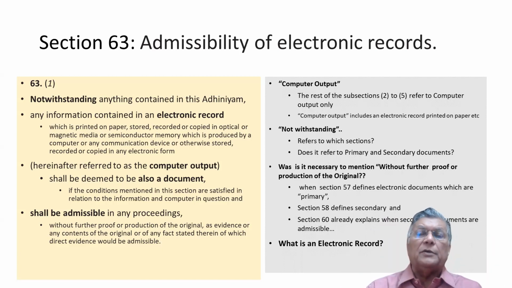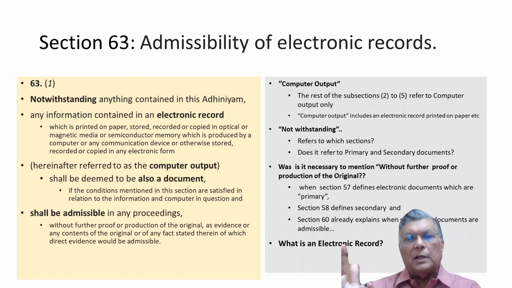This is very important for us to recognize that we are talking of a computer output, which is a document which is printed on paper, stored, recorded, copied, etc. by somebody who is operating in the section 63 environment, which includes a certifier letter. Now, such a computer output shall be deemed also as a document and shall be admissible without the original. So this is what it says.